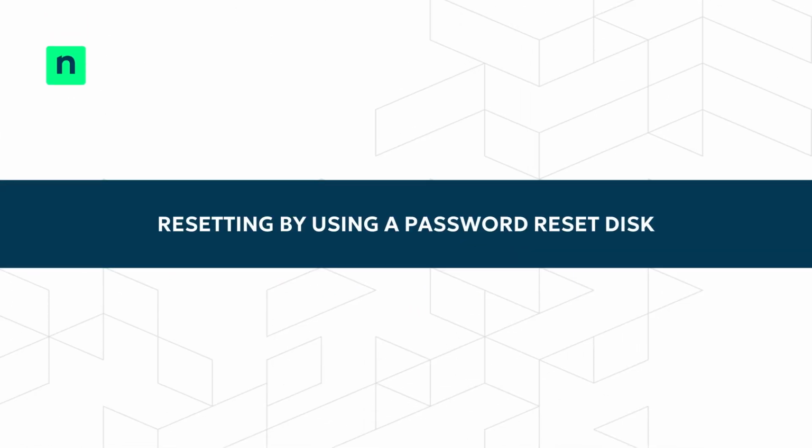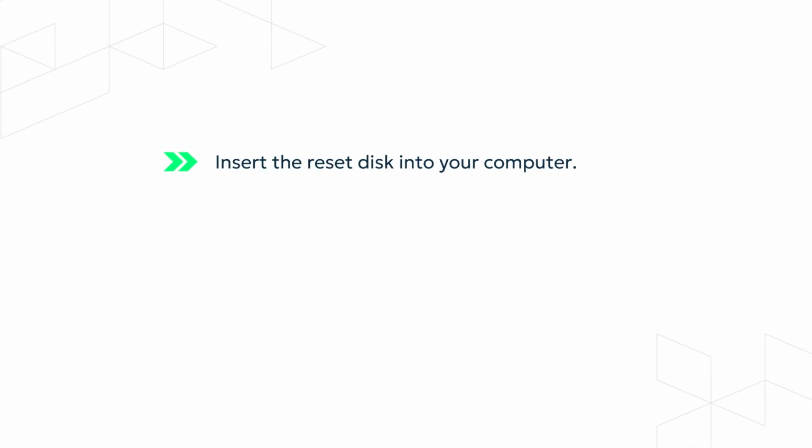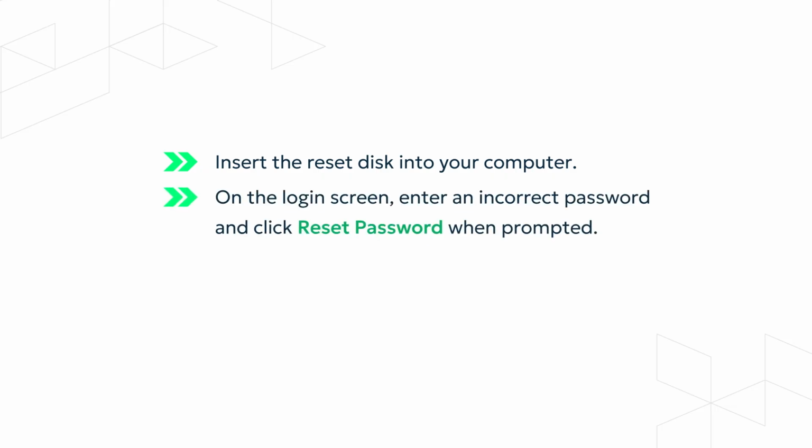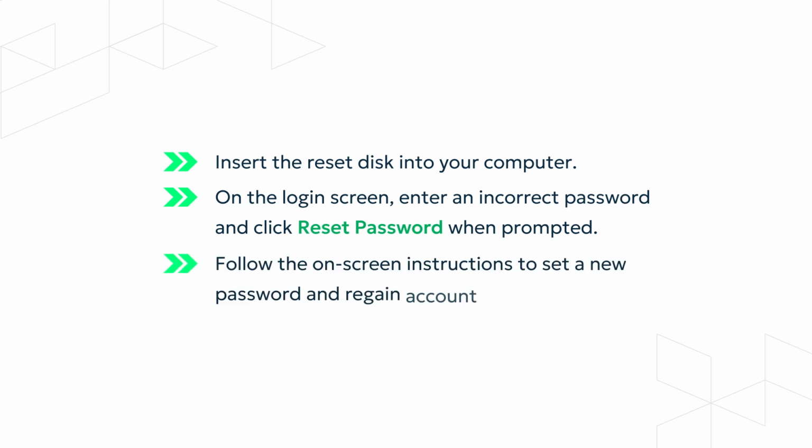Resetting by using a password reset disk. If you created a password reset disk beforehand, this is the easiest method and doesn't require admin access. Insert the reset disk into your computer. On the login screen, enter an incorrect password and click Reset Password when prompted. Follow the on-screen instructions to set a new password and regain account access.